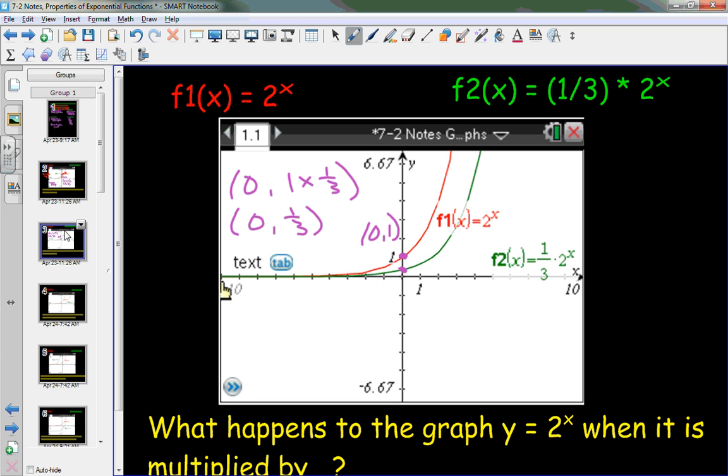So going to the next one, I have 1/3 times 2 to the x. Is 1/3 negative, a fraction, or a number greater than 1? A fraction. So are you reflecting, compressing, or stretching? You are compressing, and you're compressing by a factor of 1/3. So what does that mean?